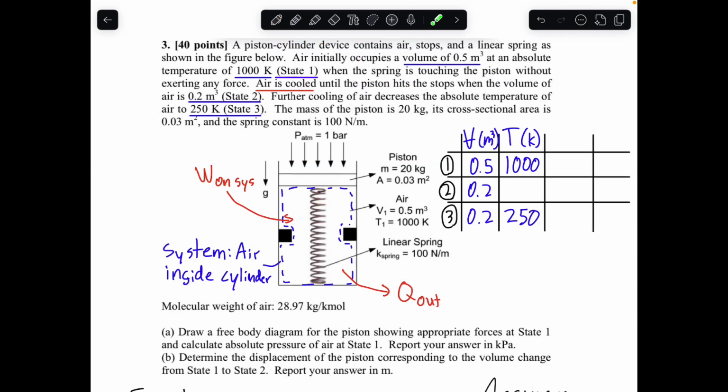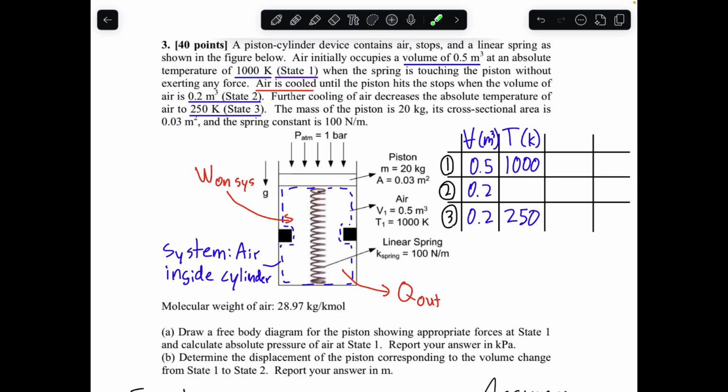Now let's move on to our solution for part B, which asks us to determine the displacement of the piston corresponding to the volume change from state 1 to state 2, and to report our answer in meters. So when I first read displacement of the piston, my brain immediately went to thinking about the spring, because we know that the equations for the spring, like the force and the work equations of the spring, include delta x, which is just this displacement of the piston that we care about. So that's the first thing that I thought about, but actually there's a much easier way to do it.